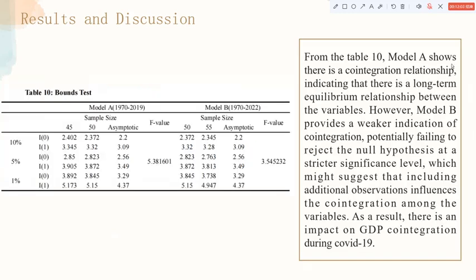From the bounds test, model A shows there is a co-integration relationship, indicating a long-run correlation between the variables. However, model B provides a weaker indication of co-integration, which may indicate that including additional observations affects co-integration between variables. From comparing the results of the two models, it can be seen that the co-integration of GDP has been affected during COVID-19.